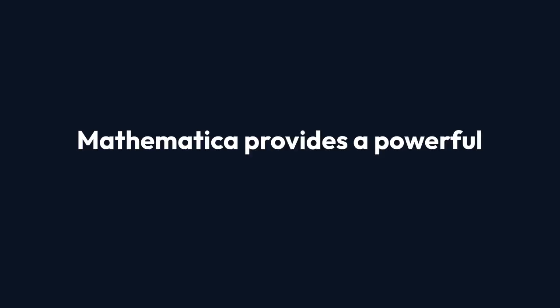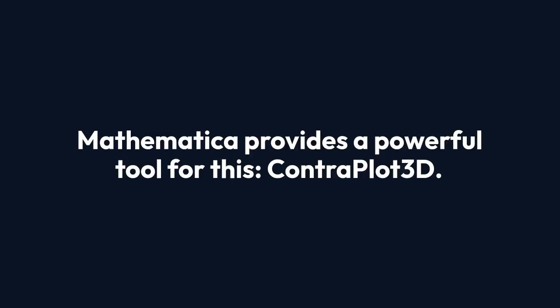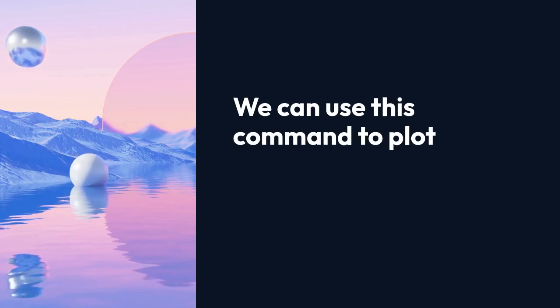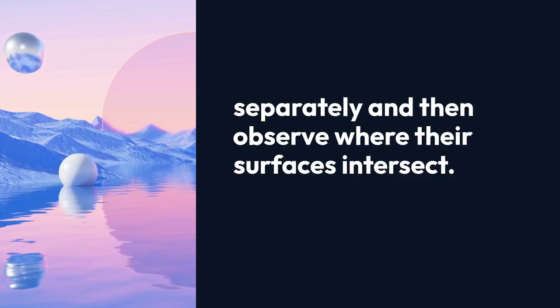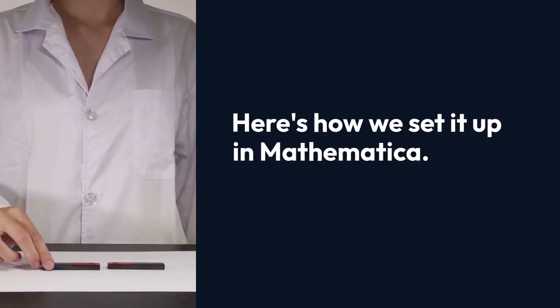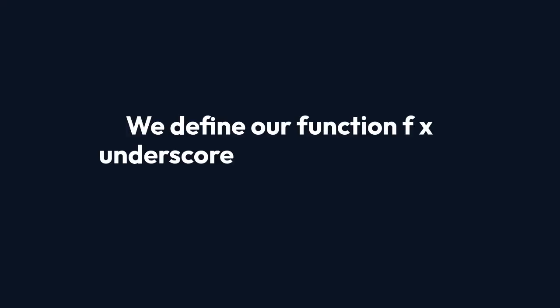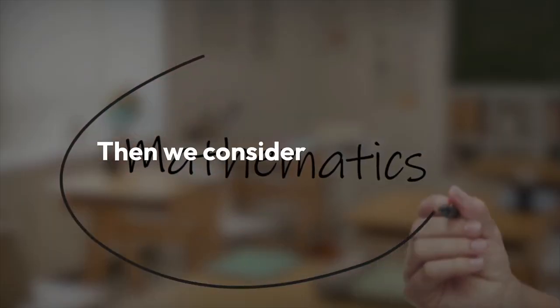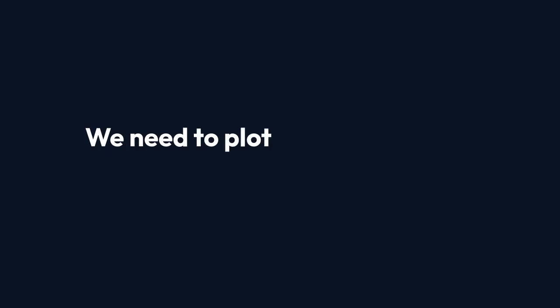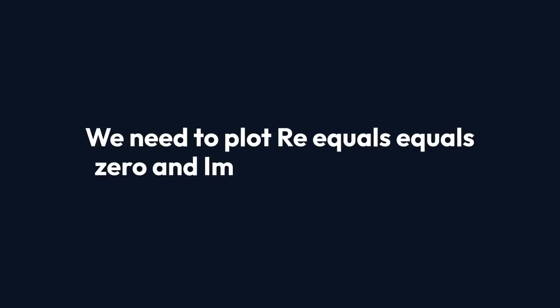Mathematica provides a powerful tool for this, ContourPlot3D. We can use this command to plot the two conditions separately and then observe where their surfaces intersect. Here's how we set it up in Mathematica. We define our function f[x_] equals Cos[x] Cosh[x]^2. Then, we consider x as u plus iv. We need to plot Re f(u+iv) equals 0 and Im f(u+iv) equals 0.